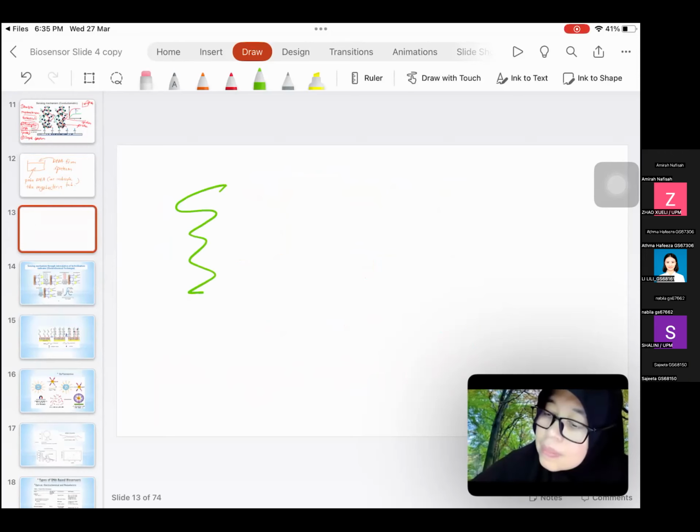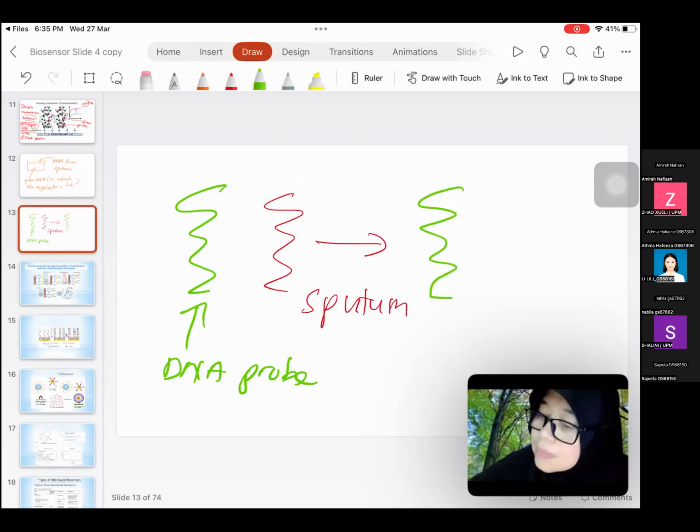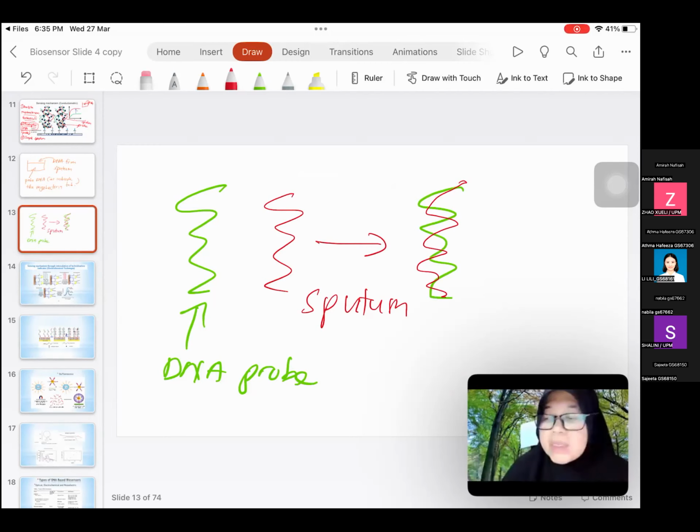Okay. So this is the DNA probe, and this is from the sputum. Let's say they match. They interact 100%. Let's say. So this is green. This is green. They have perfect ATCG interaction.